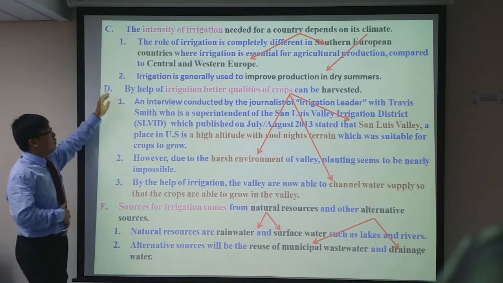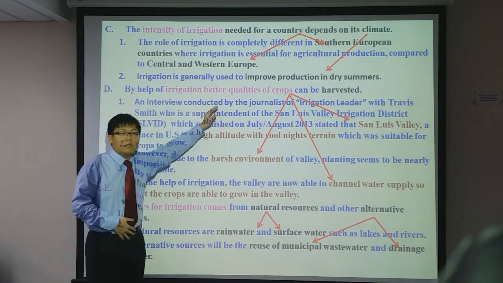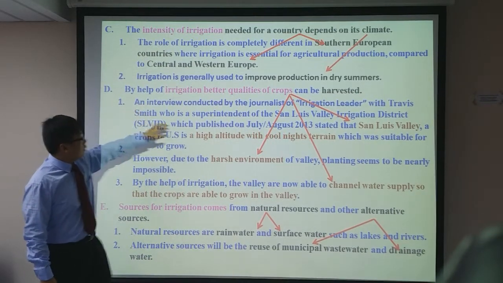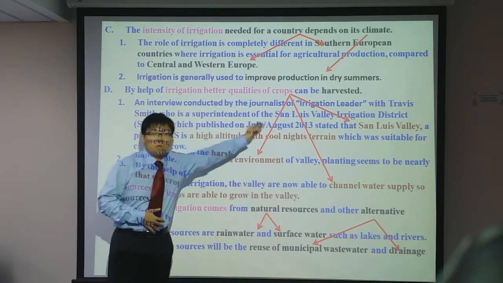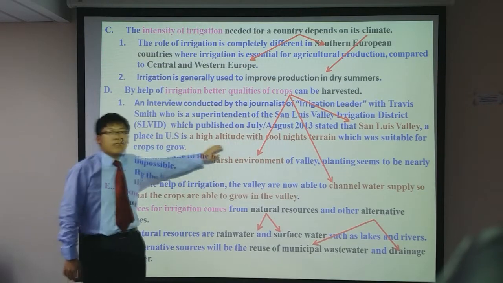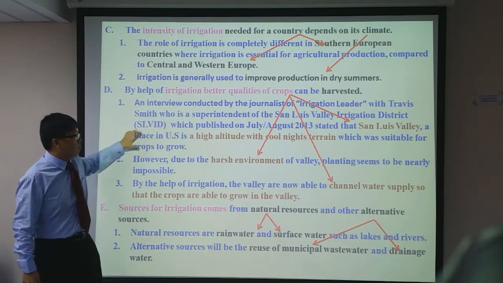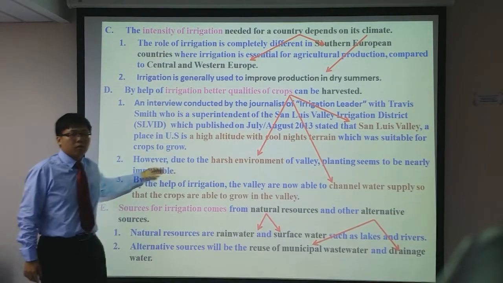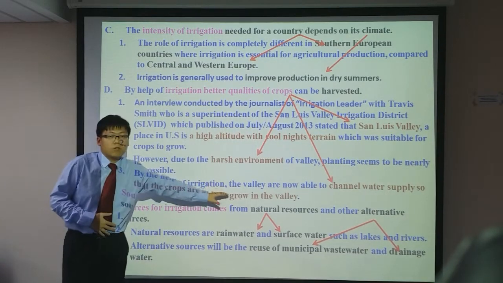For the next point, we are talking about irrigation. Better quality crops, of course, can be harvested. We provide expert testimony from Travis Smith, a superintendent of St. Louis Valley, a place in the US with high altitude and cold nights. It is very suitable to grow crops, but due to a harsh environment it makes it impossible to grow the crop. So with the help of irrigation, the crop is now able to grow.